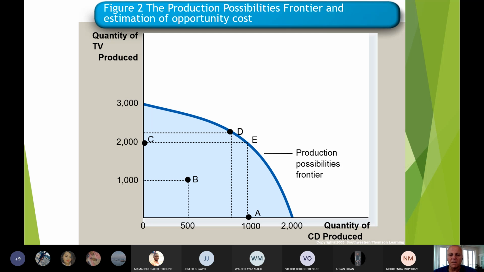Then we are shifting the production to TV and reducing the CD. Therefore, if you were in the first place at D and moving to E, then you are going to give up some TV production and get some extra CD. But here we are giving up some CD to get more TV because we are moving from E to D.